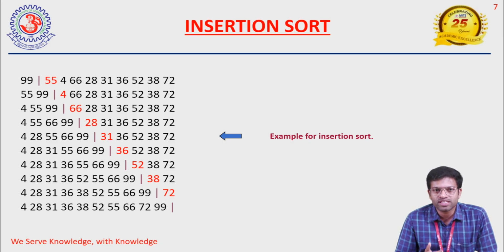And moving towards the second iteration, we consider the first element in the second array. Here you can see that 55 is the first element, and 55 will be taken to the first array from the second array.